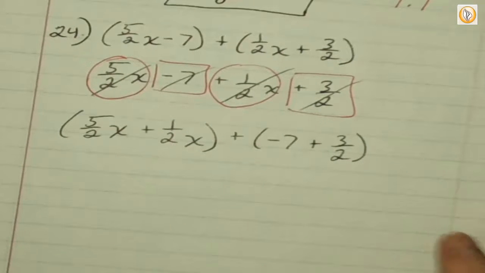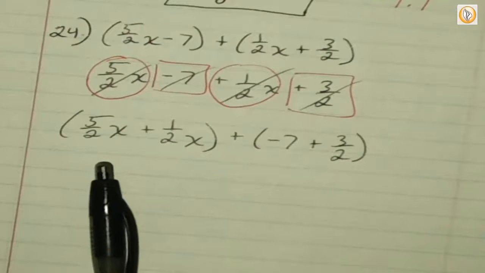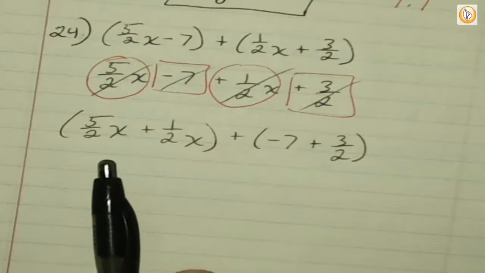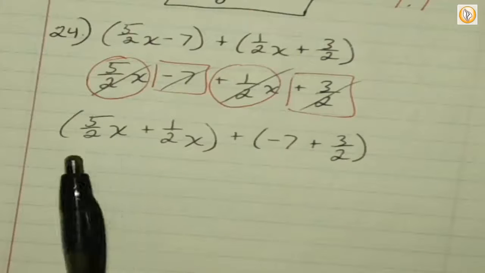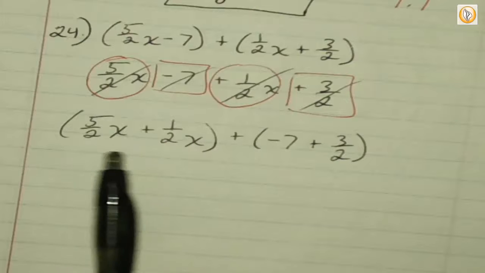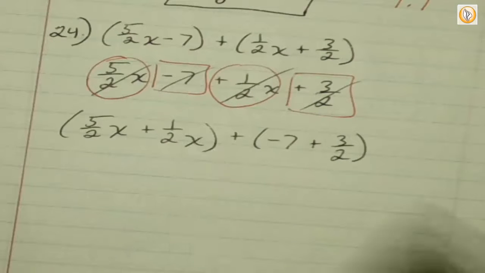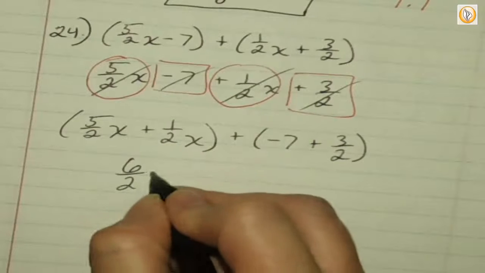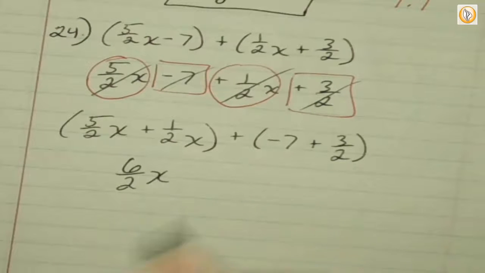All right, Aiden, what's the rule for adding and subtracting fractions? Keep the same denominator. Has to have a common denominator. Do these two have a common denominator? Yes. So if we're to add them, what would you get? 6 over 2 x. That's right. We're not going to simplify just yet.